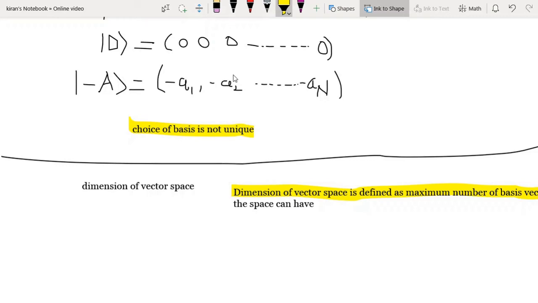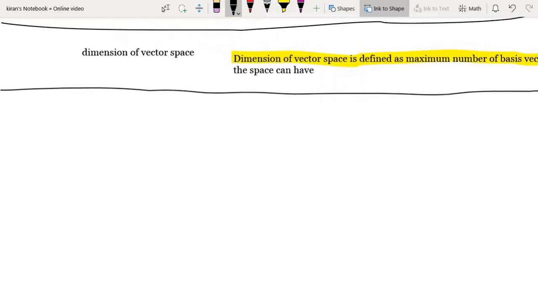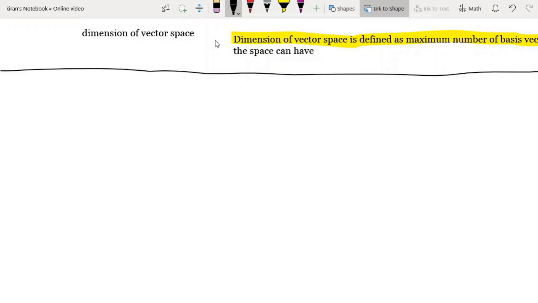Suppose I am working on some basis set and somebody else is working on another basis set. If I have 10 basis vectors, somebody else will also have 10 basis vectors. One more thing, can the basis set be finite only? No, you can have an infinite number of basis vectors. That particular vector space will have infinite dimensions. We have covered a lot today. Let's summarize it and then we will discuss it using some examples.